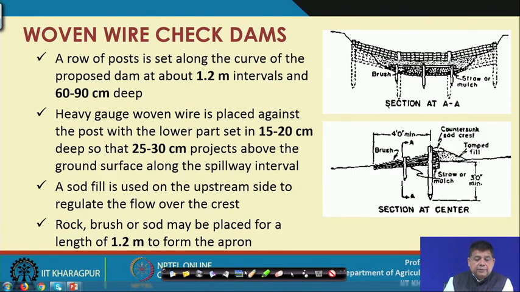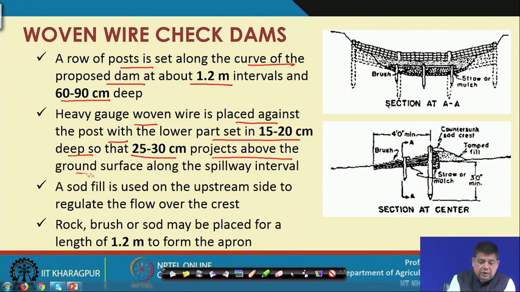Continuing with this, a row of posts is set along the curve of the proposed dam at about 1.2 meter intervals and 60 to 90 centimeters deep. So, the interval is 1.2 meters, and these go 60 to 90 centimeters deep. Heavy gauge woven wire is placed against the posts with the lower part set 15 to 20 centimeters deep, so that 25 to 30 centimeters projects above the ground surface along the spillway interval. That means the woven wire goes even below the soil surface. This is the soil surface, this is the woven wire, you can see. So, it is placed even below the surface.